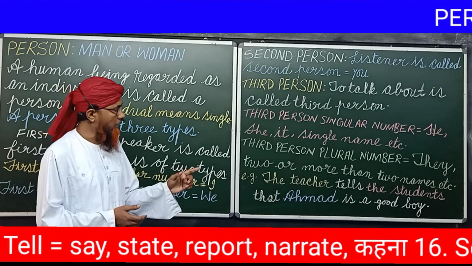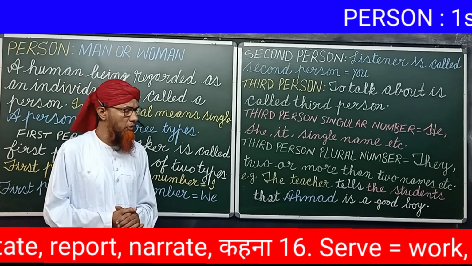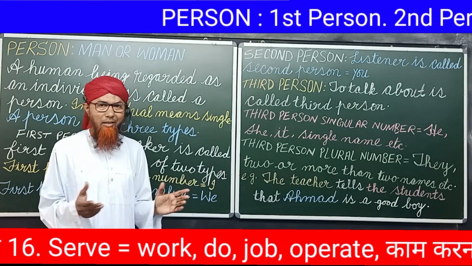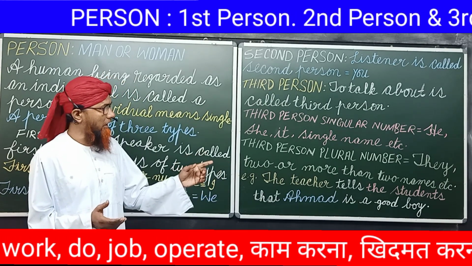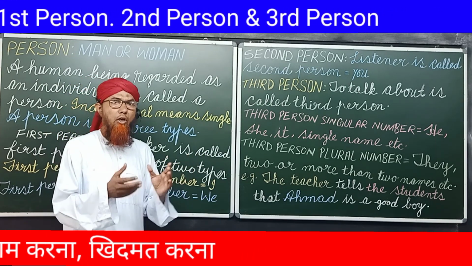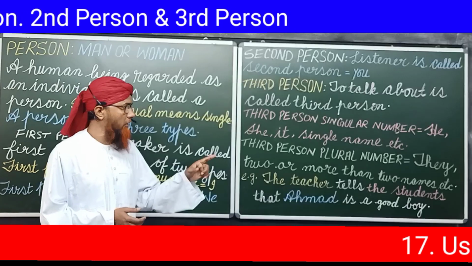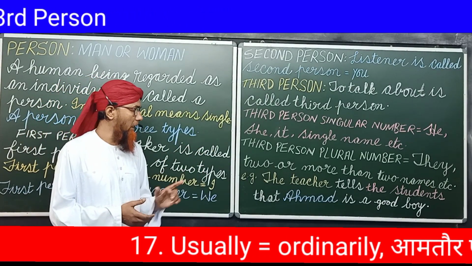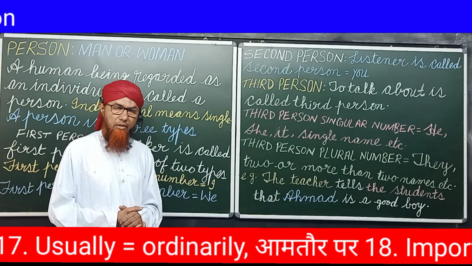Here the teacher is the first person because teacher is a speaker and all the students are listeners. So students are the second person. And about which we are talking? I am talking about Ahmed. So Ahmed is the third person.